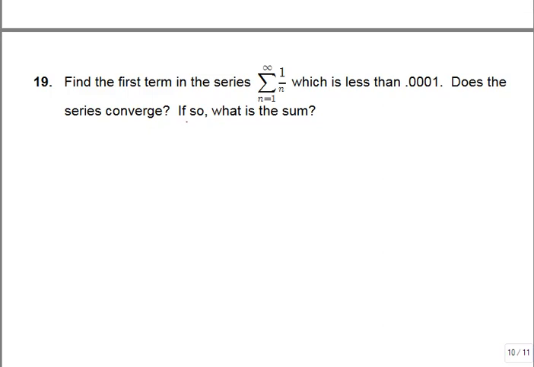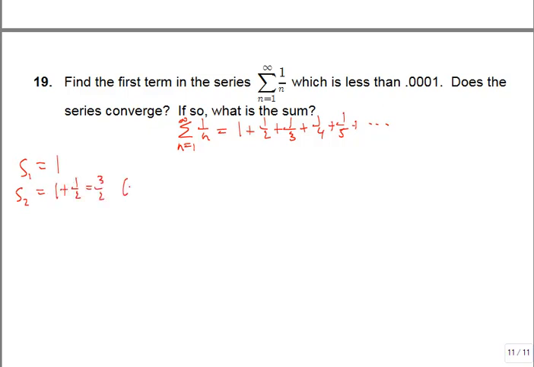And to help us out, let's write out what our sum is going to look like. When n is 1, this is just 1. When n is 2, this is a half. When n is 3, we get a third, plus a fourth, plus a fifth, and so on. So the first partial sum would just be this very first term, 1. The second partial sum is going to be 1 plus a half, which is 3 halves, or 1.5.